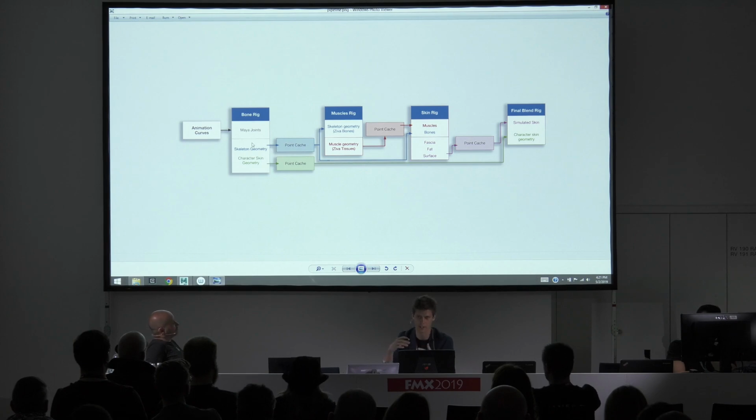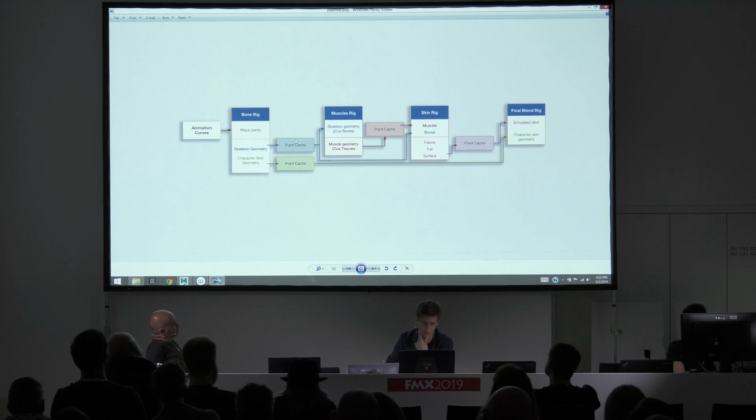It would have a basic skin cluster on it, and it would also be responsible for moving the skeleton geometry around. Then you would bake out your skeleton geometry and then import it into your muscles rig and use that to drive your muscles. And then you would bake out the muscles and use those to drive the skin in conjunction with the skeleton. And then you'd blend it back to your original skin cluster at the end. So in the skin thing that I'm about to show, we're at this point here.